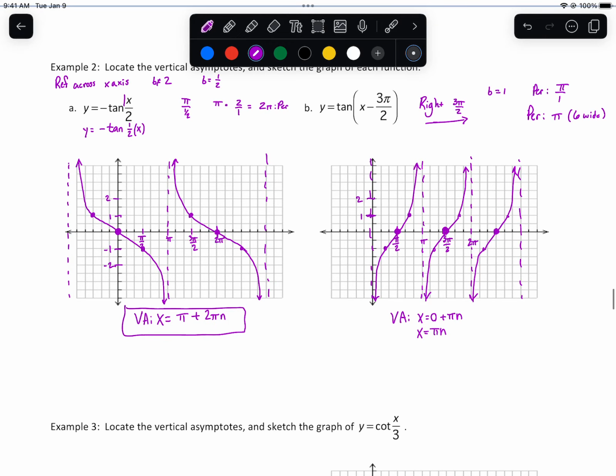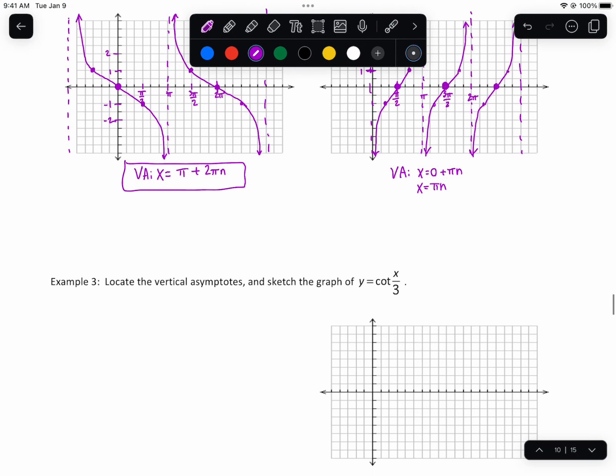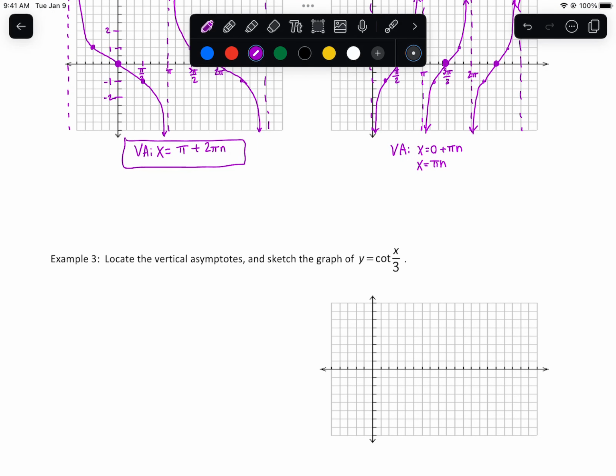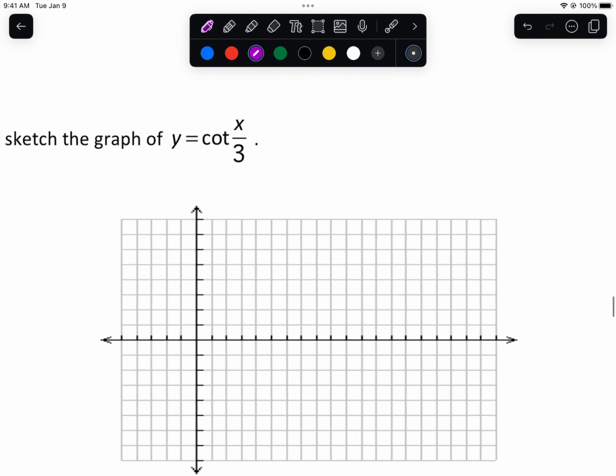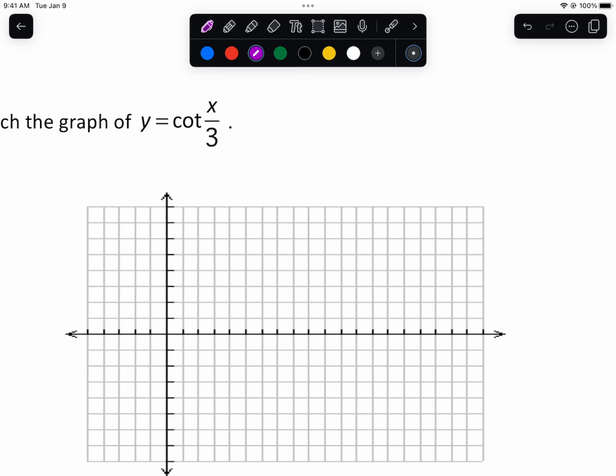All right, so that's a couple of tangent graphs. Let's do one cotangent graph right here. You got the number out in front here. I might need to mess around with the scale, because your b value winds up being 1/3, like one of the previous tangent examples. So the period is going to be pi over 1/3. When you keep, change, and flip, that'll be pi times 3, so 3 pi wide.